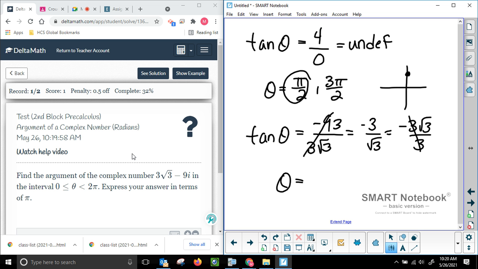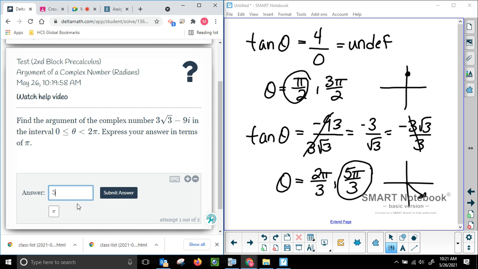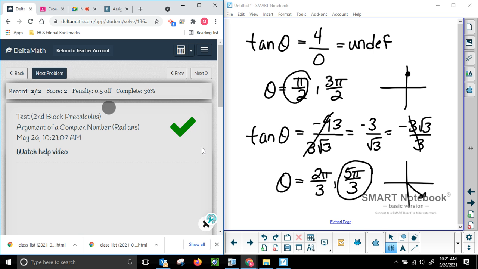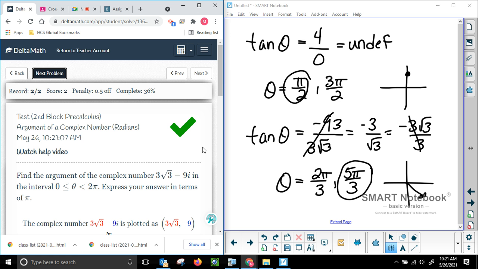When it's in radians, it's always going to be a unit circle value. So we just need to ask ourselves, where is tangent negative the square root of 3? That occurs at 2 pi over 3 and 5 pi over 3. If we graph this point, I have a positive and then a negative, so I'm going to be down in the fourth quadrant, which is 5 pi over 3. Bada bing.